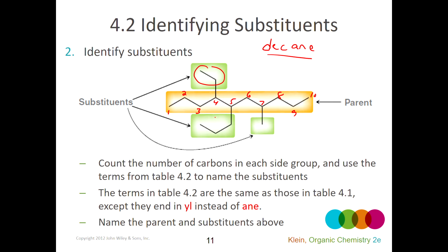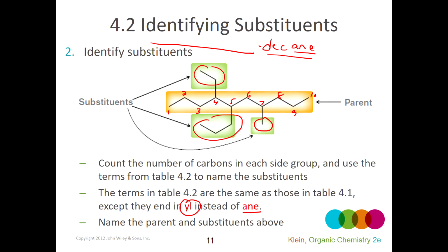It has these substituents or side groups that are attached to it. So I have to name them separately and then list them in front of the parent in the full name of the structure. So step 2, after I find the parent chain, step 2 is to just identify the substituents. And the substituents' names will depend on how many carbons they have, just like the parent name did. When I name the parent, I put the ane suffix on it to communicate that this is a saturated hydrocarbon. When I name a substituent, I use this yl suffix instead of the ane suffix.